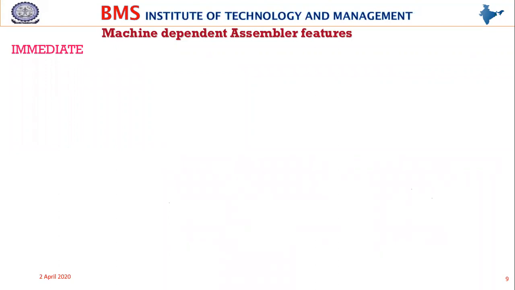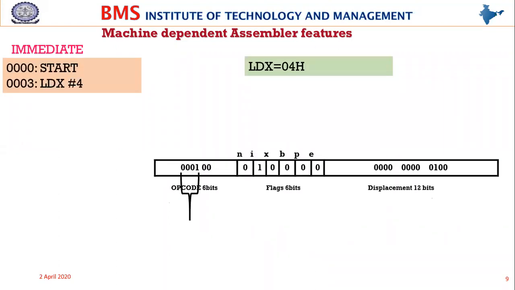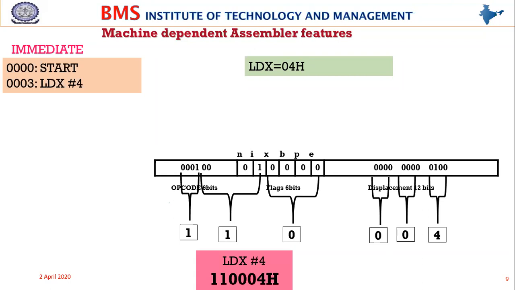One more example, LDX 4. So 04 is the opcode. We have used 1 followed by another 1 followed by 0, 0, 0 and a 4, right? So 110004 hexa. This is the object code for your immediate addressing.